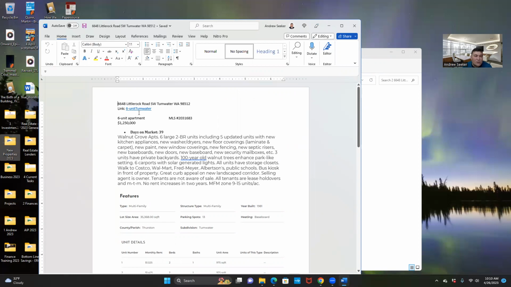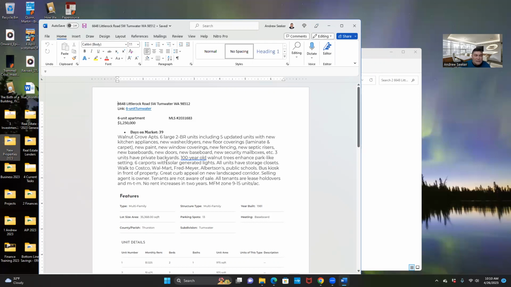So here we have a 6-unit apartment building in Tumwater, Washington. Their asking price was $1,250,000. And 1% of that is what? $1,250,000 times 1%, $12,500 a month. So if I have $12,500 a month and I divide it by 6 units, that means I have to be making $2,083 a month per unit to cover the rent.